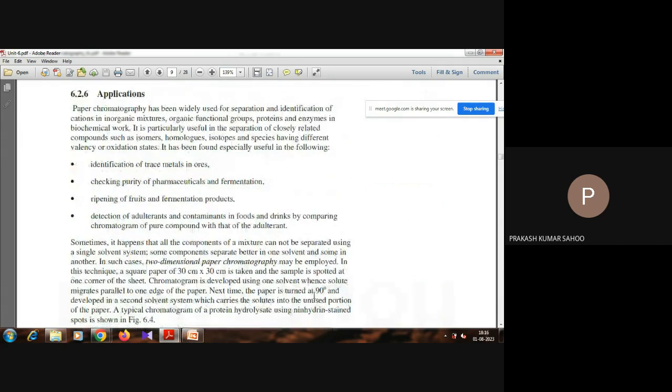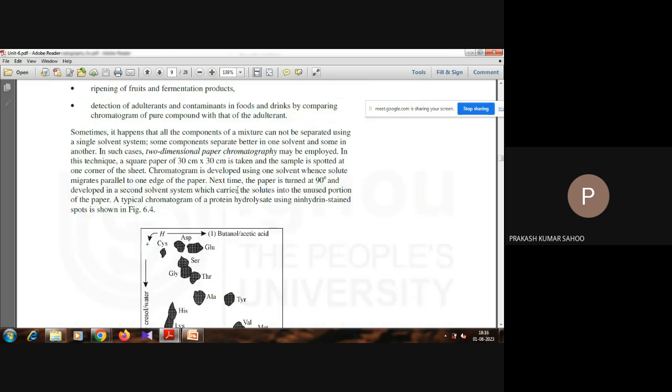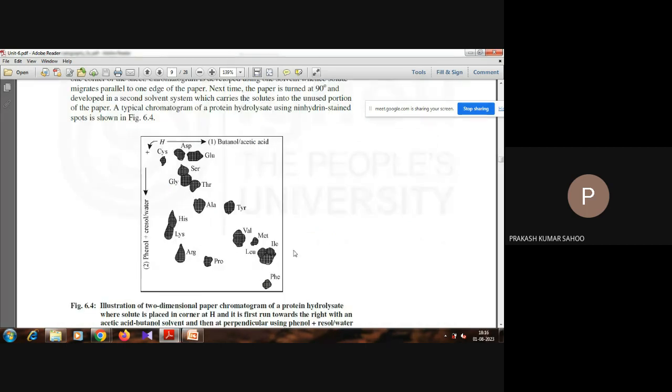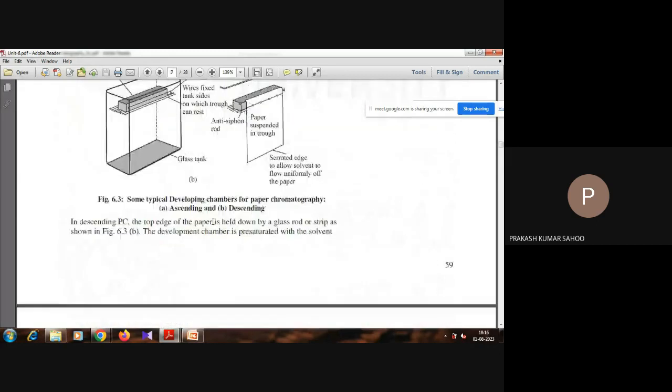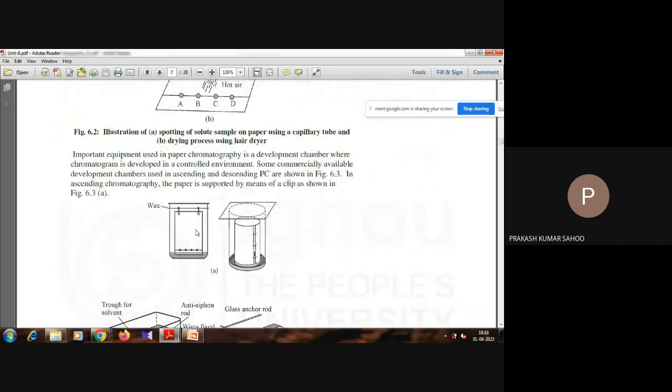So what are the applications? Applications are identification of trace metals in oats, checking purity of pharmaceuticals and fermentation products, refining of fruits and fermentation products, detection of adulterants and contaminants in food, etc. So this is an example of one dimensional. This is an example of two dimensional. This one is one dimensional, 4 centimeter by 30 centimeter in dimension.